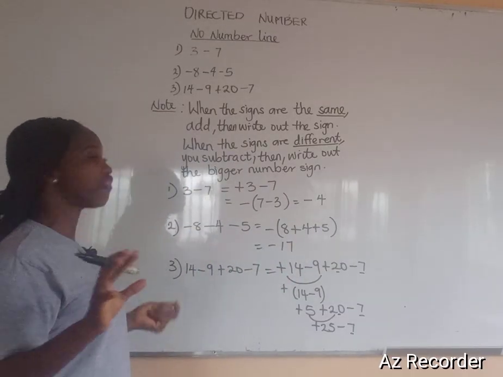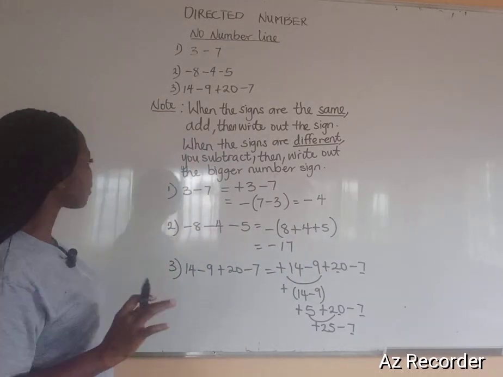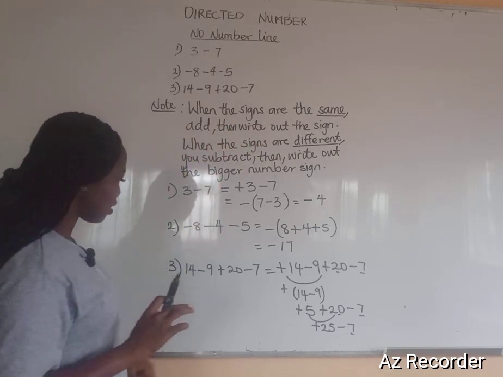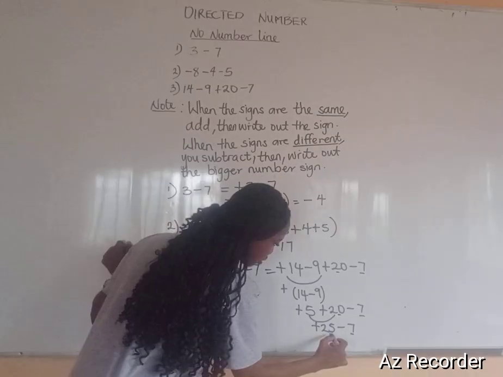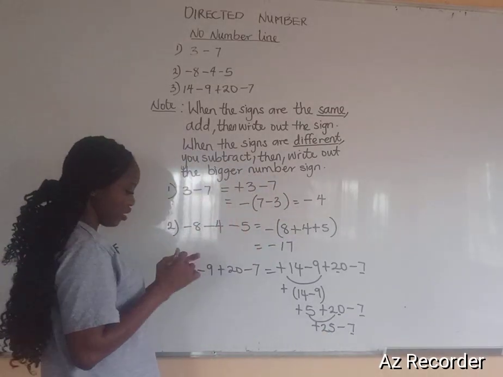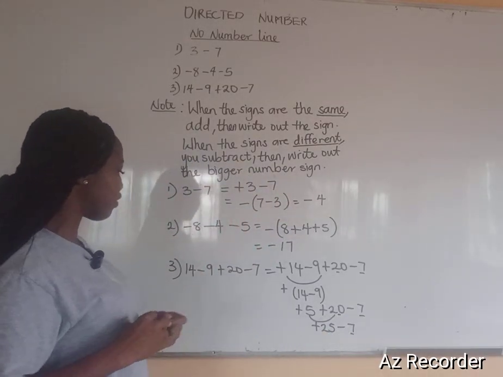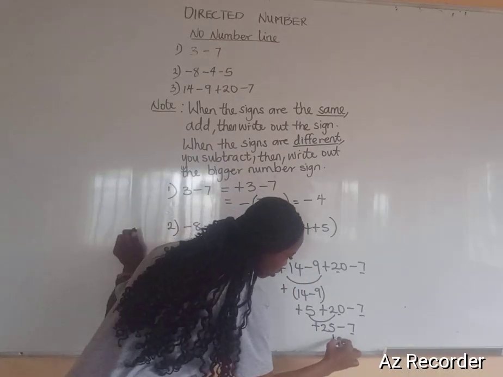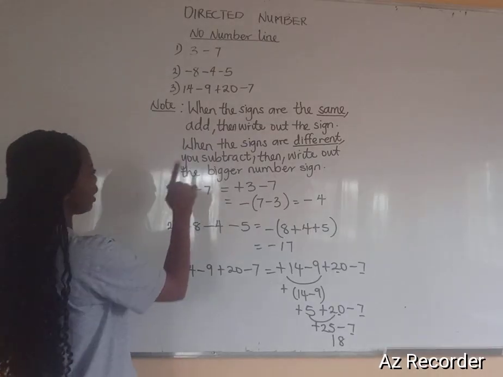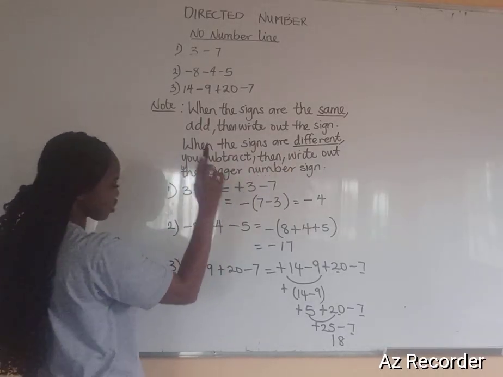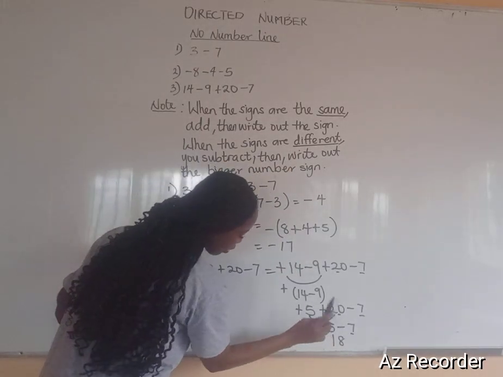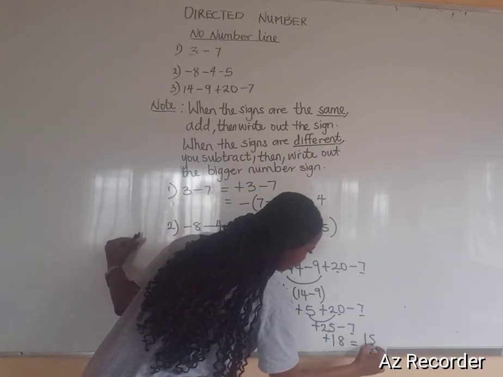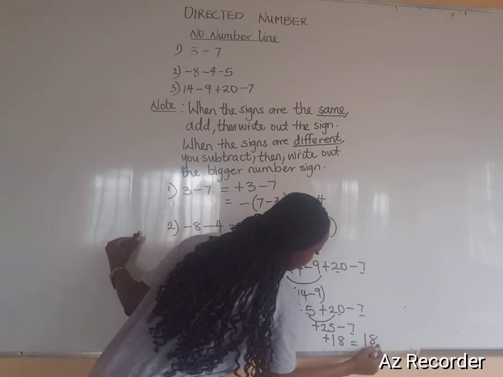The signs are different. This takes us back to this. When the signs are different, you subtract. Okay, so 25 minus 7. When you do 25 minus 7, you're going to get 18. So 18, I'm not done. Then write out the bigger number's sign. The bigger number is 25 and it has a positive sign, so positive 18, which can also be written as 18.